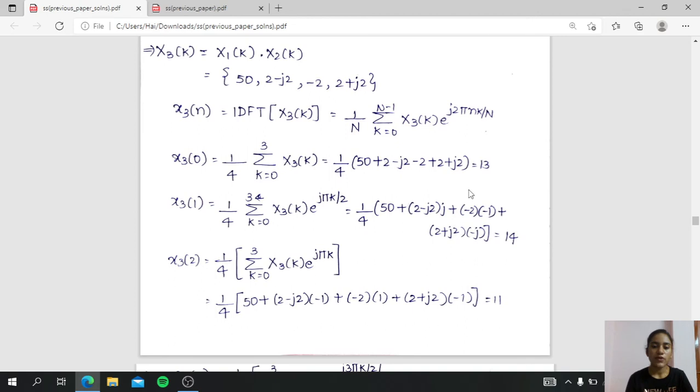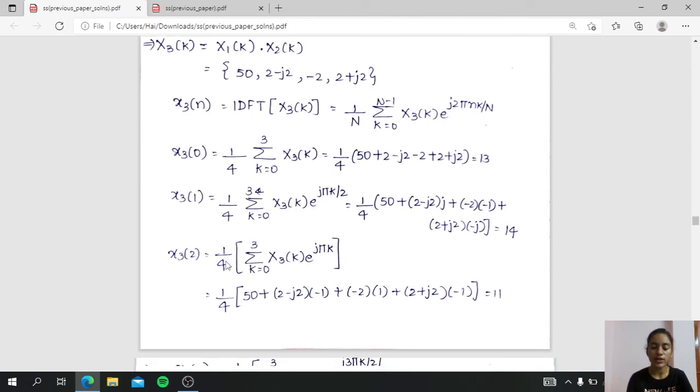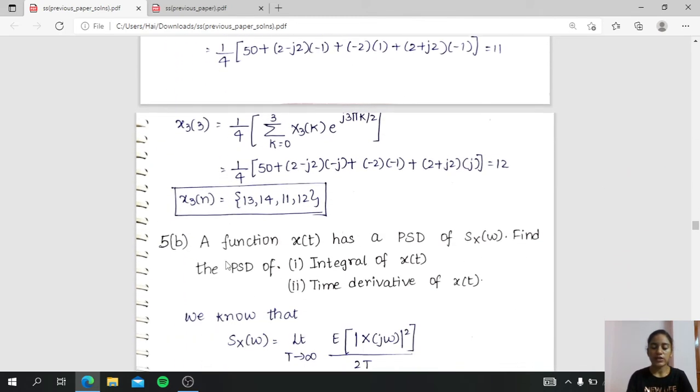So on applying this formula, 1 by n, n is equal to 4, n minus 1 will be 3, and on substitution of all this into the x3 of k sequence, you'll get your x3 of 0. Similarly for x3 of 1, 2 and 3. And the final sequence that we need will be obtained.